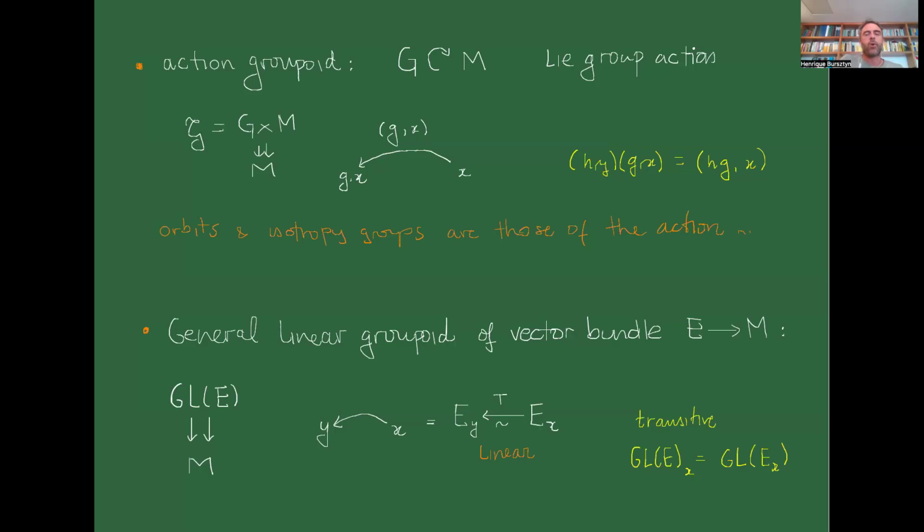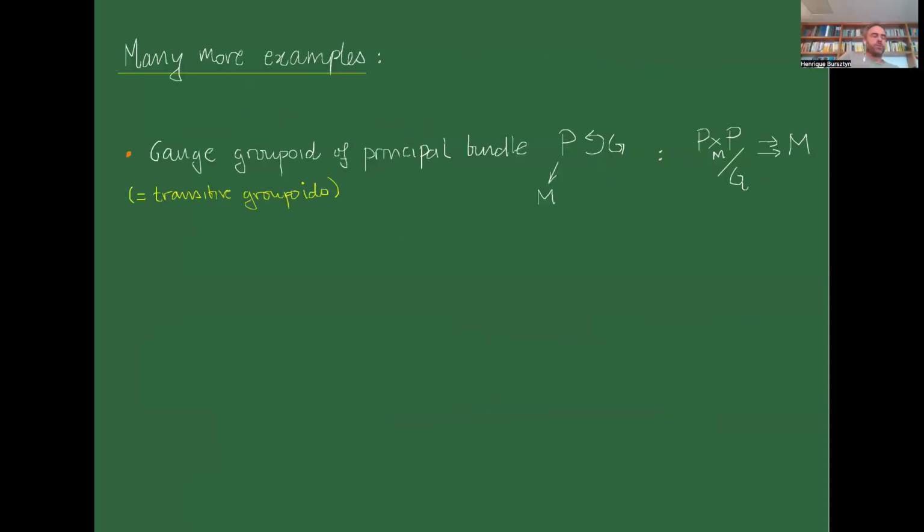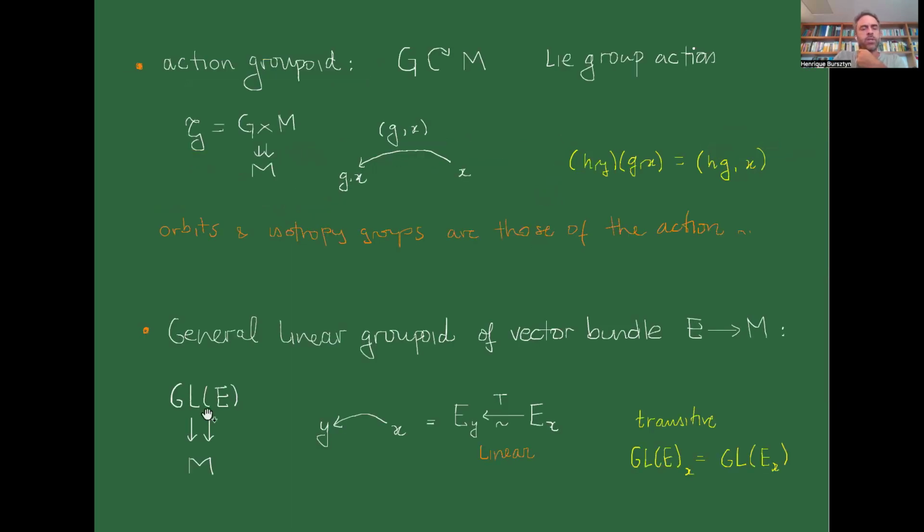So, flows of not necessarily complete vector fields give rise to groupoids as well. There are many more examples to mention, but for the interest of time, I won't mention many more. But there are groupoids naturally associated with principal bundles, much in the same way that you associate a groupoid to a vector bundle. You could take for a principal bundle as arrows the maps between the fibers of the principal bundle which are G-invariant, which are equivariant with respect to the action on the fibers. Then this would be a groupoid.